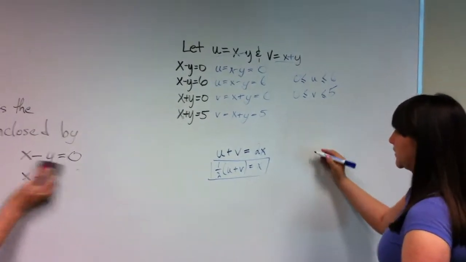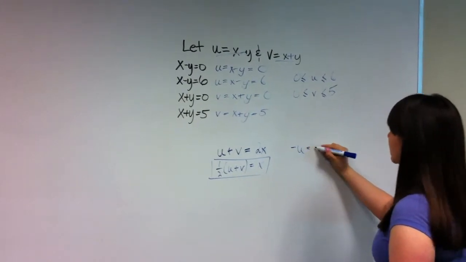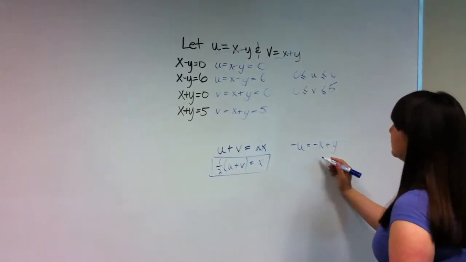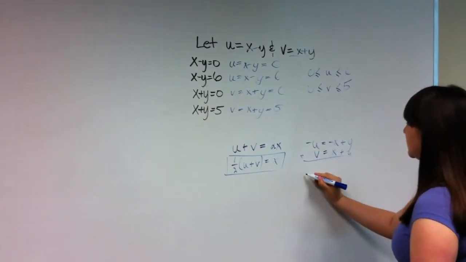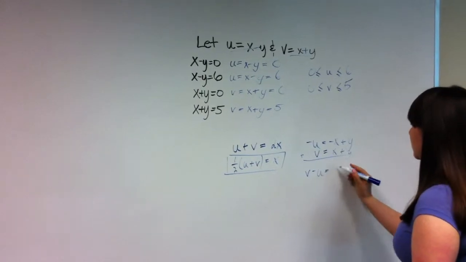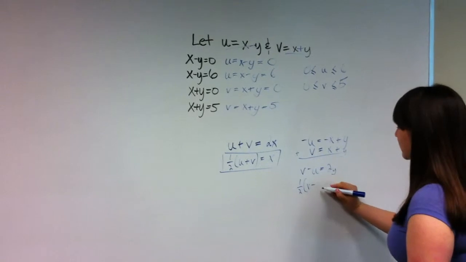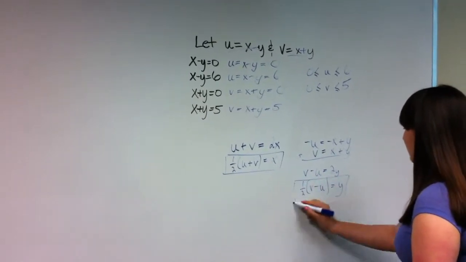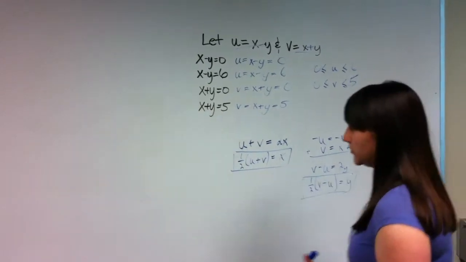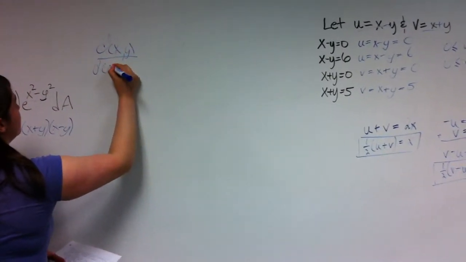And then if we multiply the u function by negative 1, we get negative u equals negative x minus y. And if we add the v function to it, we'll get v minus u equals 2y. And then if you divide by 2, you get 1/2 (v minus u) equals y. And that's your second function that we'll use to make this Jacobian, which is the derivative of xy over the derivative of uv.